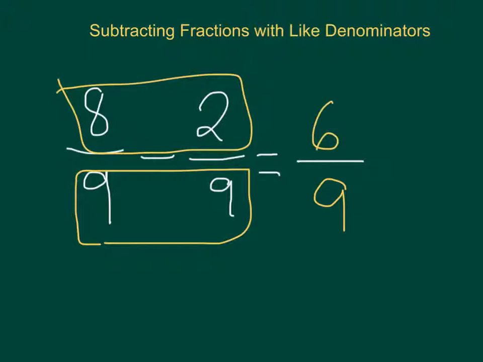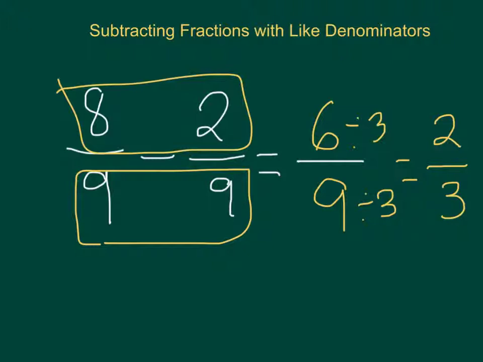If I look at 6 and I look at 9, I can see that they have something in common, and that something in common is a factor of 3. So I'm going to divide 6 by 3 and 9 by 3 so that I can reduce my 6/9 into its lowest terms. 6 divided by 3 equals 2. 9 divided by 3 equals 3. So my lowest form would be 2/3.